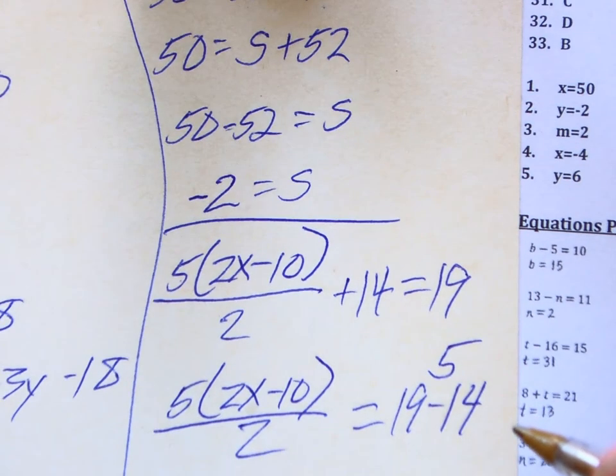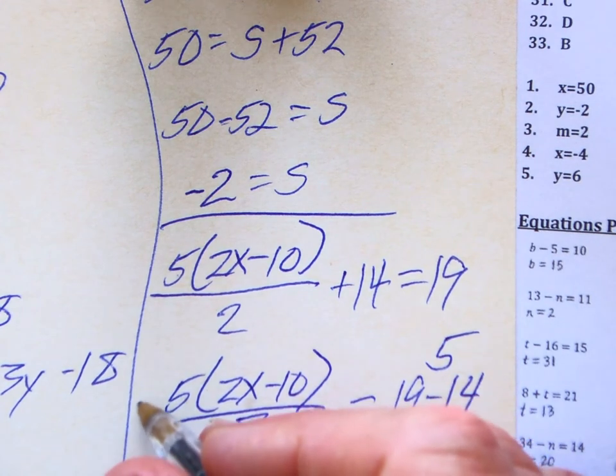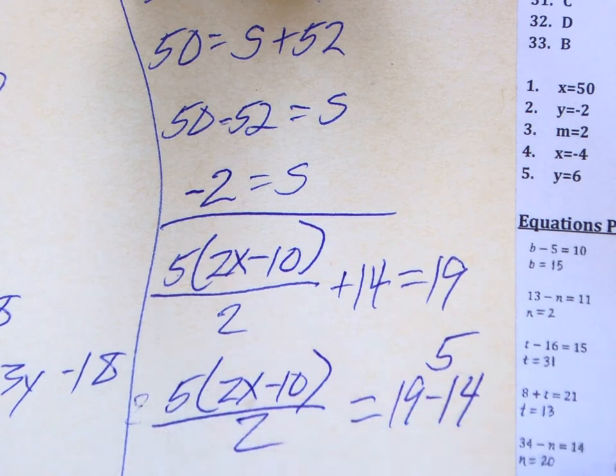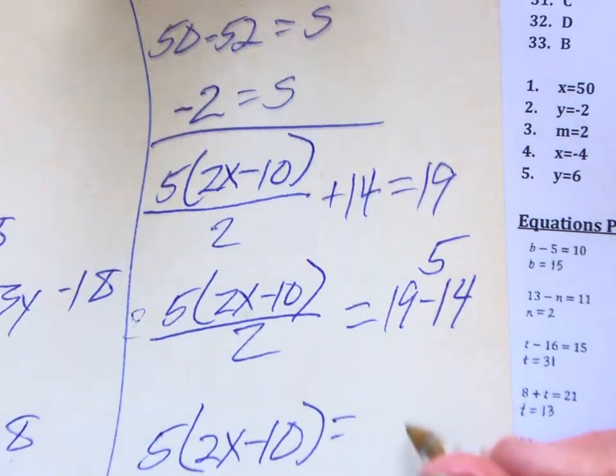Okay? Now I want to get rid of the 2. How can I get rid of the 2? This is divide by 2, so I'm going to multiply by 2. If I multiply by 2, they cancel. I'm just going to be left with 5 times 2x minus 10. And I multiply 2 times the 5 over here. That'll become 10.